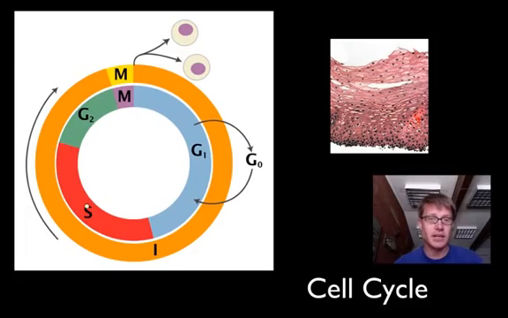So let's look at the cell cycle. And so what happens is you'll have a cell enter into this. So a cell is going to look like this. It's going to enter into the cell cycle as one cell. Let me make a little better arrow.